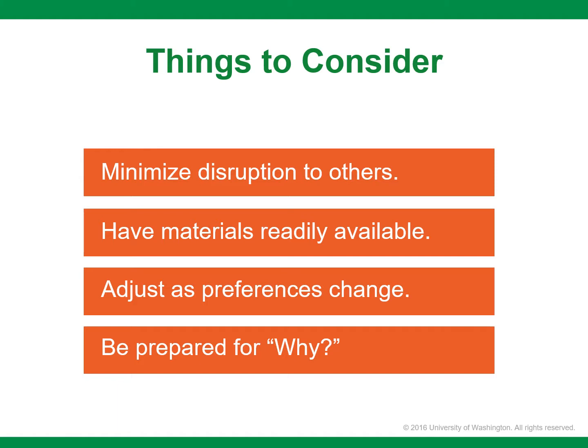Have materials readily available. Once a strategy is selected, it's more likely to be implemented when the materials have been prepared in advance and placed where they're most likely to be needed. Adjust as preferences change. Preferences do not necessarily stay the same. Continue taking the time to observe the child's preferences and be open to making adjustments based on the child's new interests.